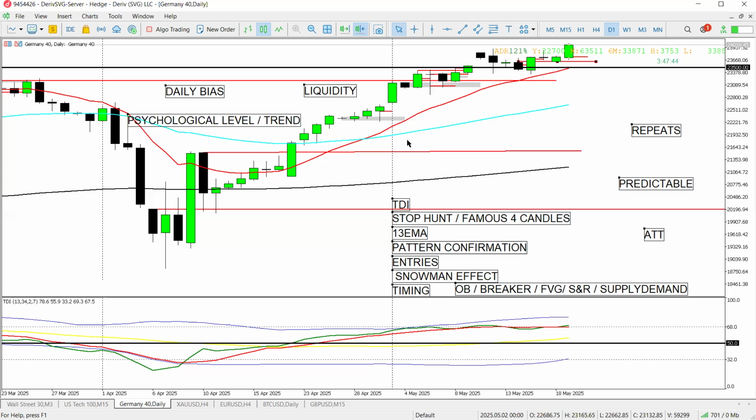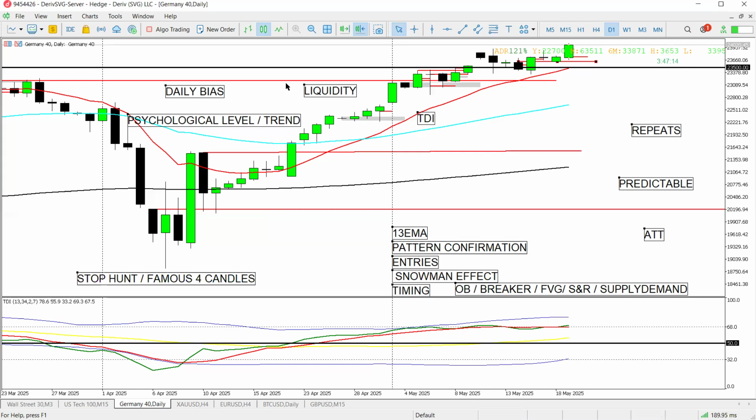Right. The next thing I will check is my TDI. Is TDI confirming anything based on what I'll be seeing? From my bias, the liquidity levels and the trend and psychological level, TDI has to confirm what I would have seen on these three. Then the next thing I want to check is any stop hunt. Is there any visible stop hunt, and is there any visible candle which we can use?